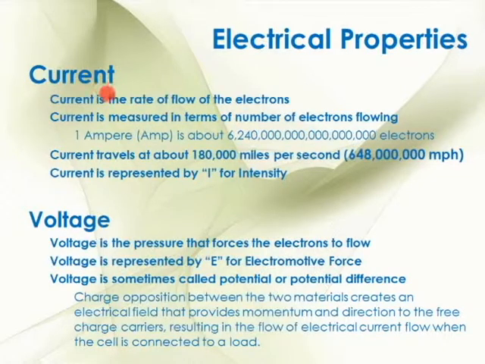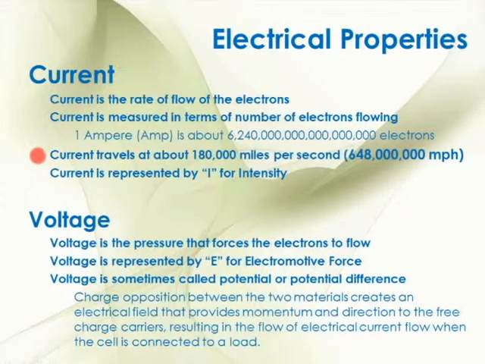So current is the rate of flow of electrons, and it is measured in terms of how many electrons are flowing. When we talk about current, we measure it in amps, and 1 amp is a whole lot of electrons. I believe the number is way too high for anybody to reasonably use, which is why they say it's 1 amp instead of, I think that's 6 quintillion, but I'm not quite sure. It's a ridiculous number of electrons. So when we talk about 1 amp, keep in mind that there's a lot of little electrons that make up that amp.